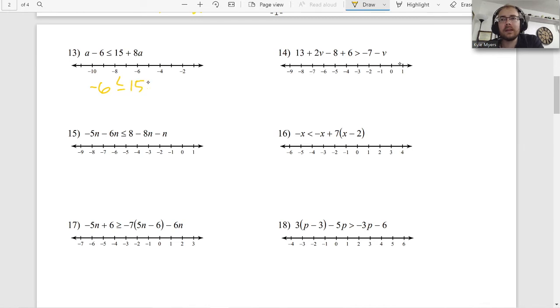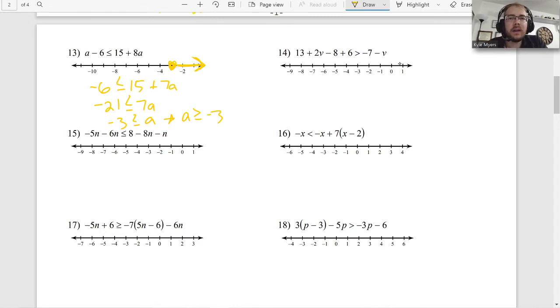So then I would get plus 7a. Subtract 15 on both sides. Negative 21. Divide both sides by 7. So I would get that, and then I need to flip the a over, and it equals negative 3. Or greater than or equal to negative 3, I should say. So here's negative 3. Greater than or equal to is this way.